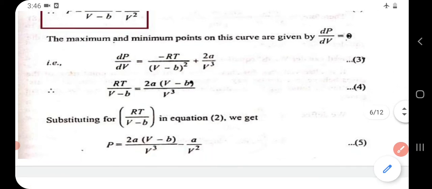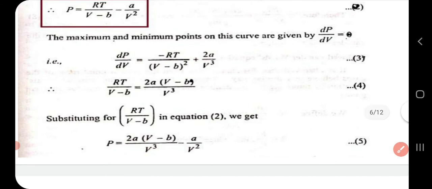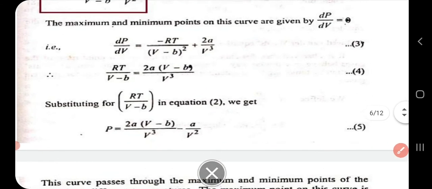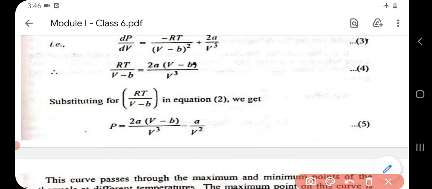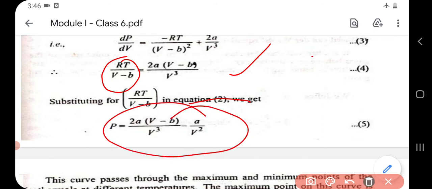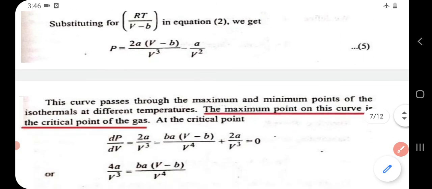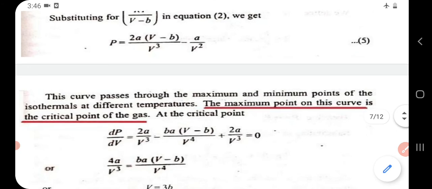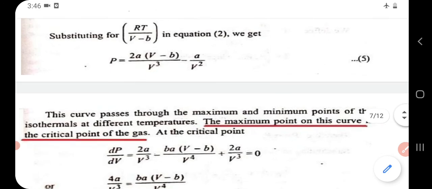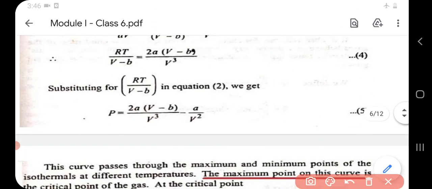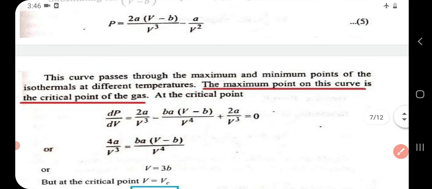And then RT by V minus b you will get as 2a (V minus b) by V cube. Next you have to substitute this expression for RT by V minus b in equation 2. Then equation 2 will now become like this. Now the curve passes through maximum and minimum points of the isothermals at different temperatures. The maximum point on the curve is the critical point of the gas. So at the critical point, the derivative of that equation, dP by dV, will be equal to 0.